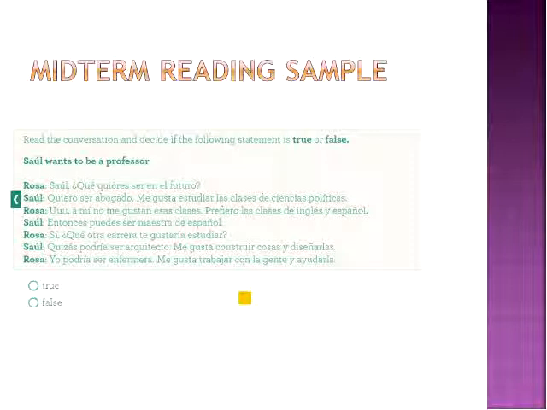All right. So what does Saúl say he wants to be? Lawyer. Up here, quiero ser abogado, lawyer. And what else does he say he wants to be down here? Architect. Arquitecto. So he doesn't say professor. So my answer would be false.